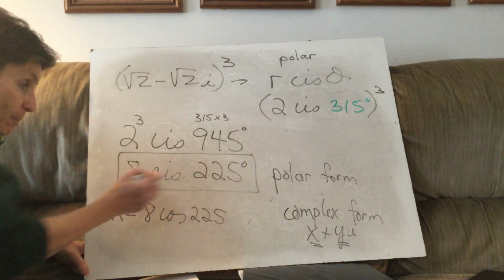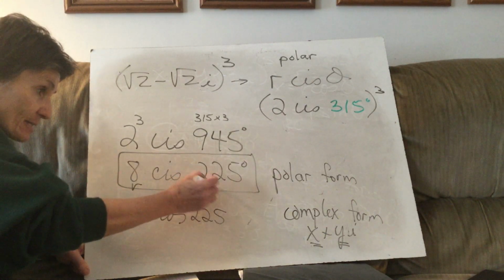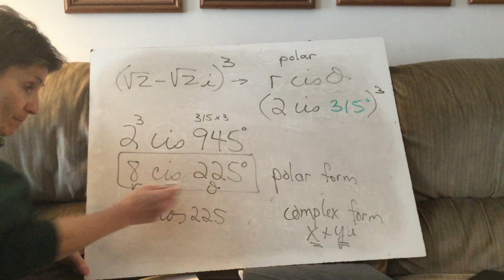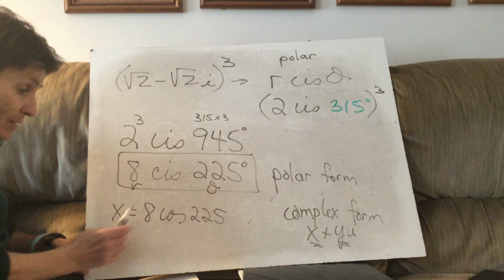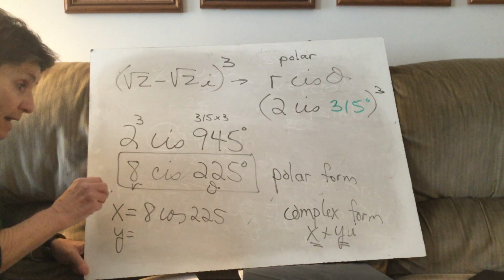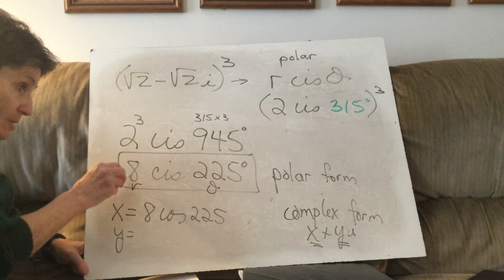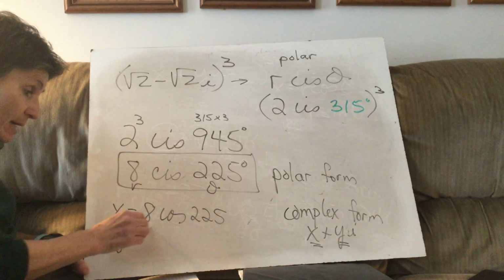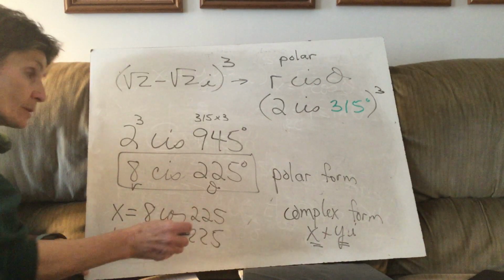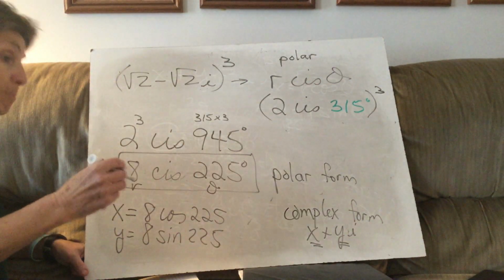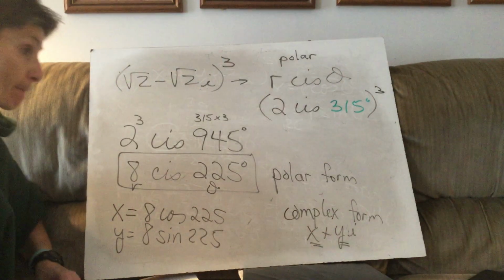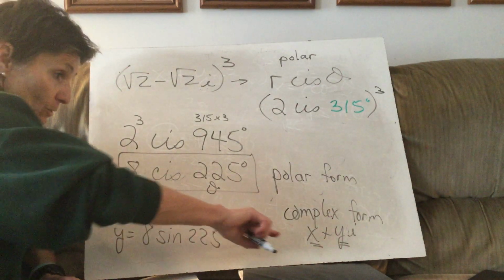X equals r cosine theta. And here's my number, and this is r, and this is theta. I'm taking my polar form answer. There's r, there's theta, and I'm going to find the x and the y that go with that. So x is r cosine theta, and y is r sine theta. So my complex form looks like that.